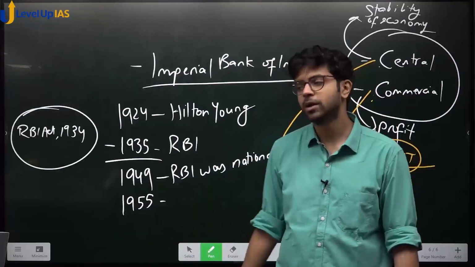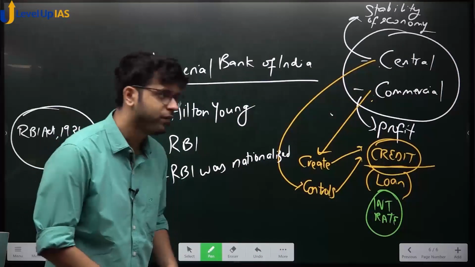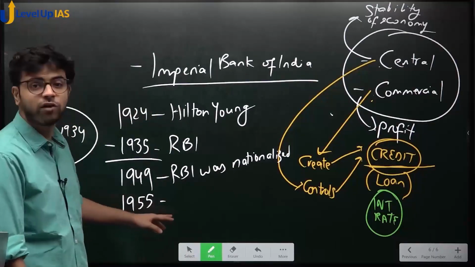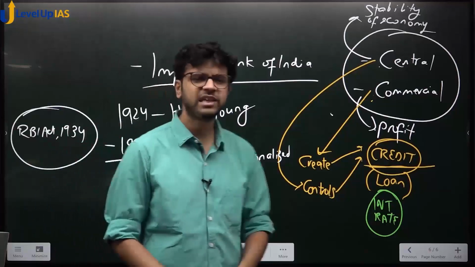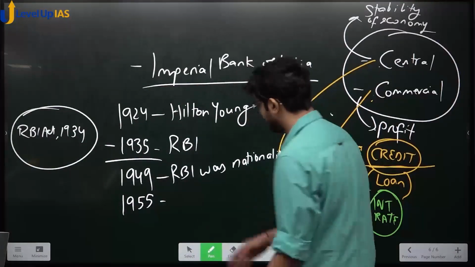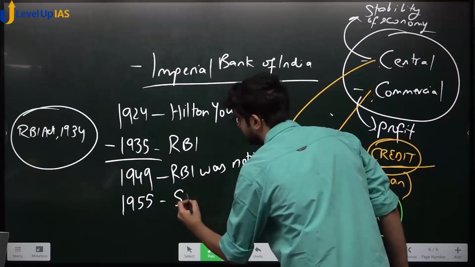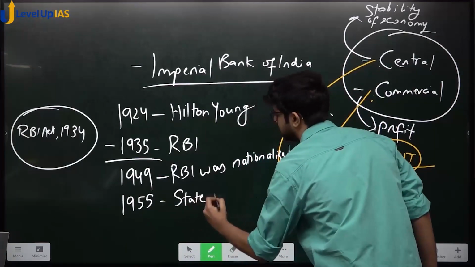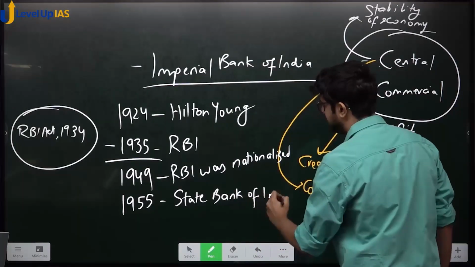ऐसा नहीं है. Today banks are controlled by private authorities as well as public authorities. Both work for profit. ठीक है? So which bank was nationalized here in 1955? Imperial Bank of India. We changed its name. ठीक है? RBI का नाम we didn't change. We changed its name to what we know today as State Bank of India. SBI.